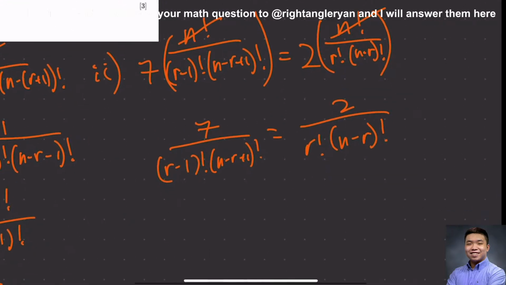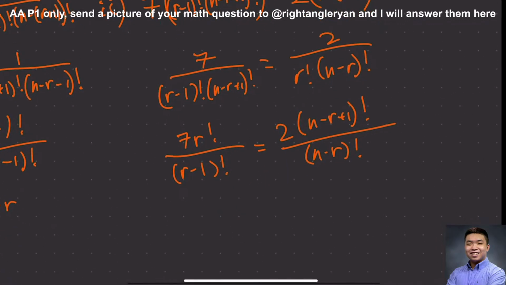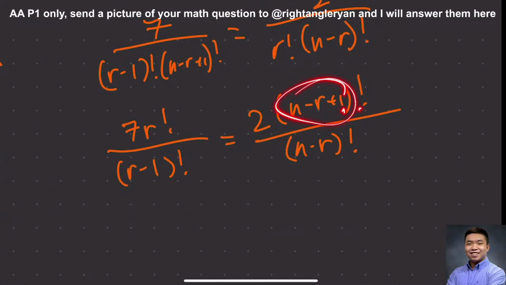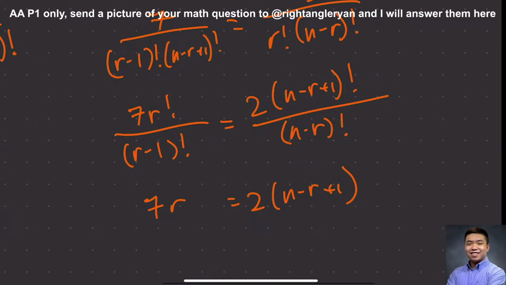Again, I'm going to move this r to the left and this chunk to the right, so that I can match up the n minus r, and I can match up the r and the r. So I'm going to have 7r factorial over r minus 1 factorial, which is equals to n minus r plus 1 factorial over n minus r factorial. If this is n minus r plus 1 factorial, and if this is r factorial, that means I have 7r on the left and then 2 times n minus r plus 1 on the right, because then they would cancel out, cancel out, cancel out.